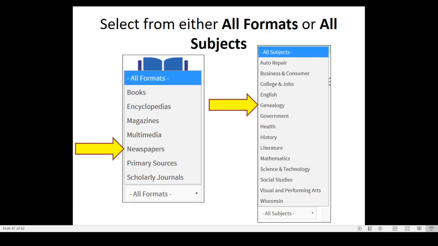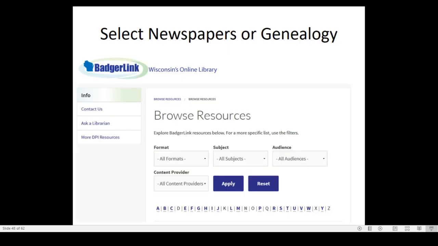This one here is browse by format, and you can see newspapers. This is by subject. There you would click on genealogy. So if you select newspapers or genealogy, you'll end up with this site right here. And now you can select what it is you're looking for.